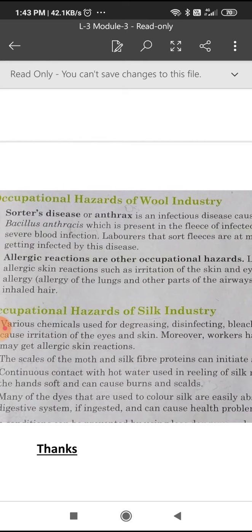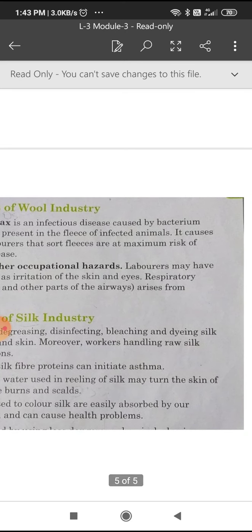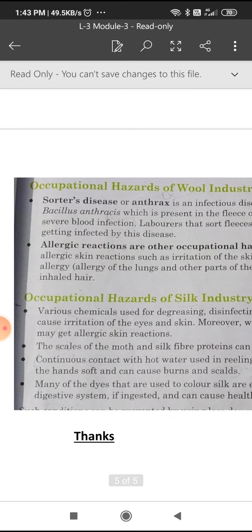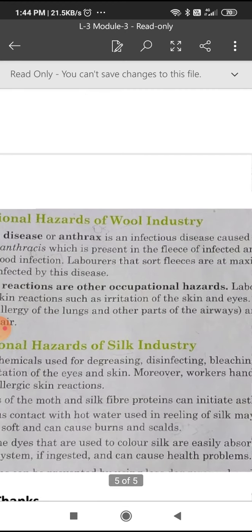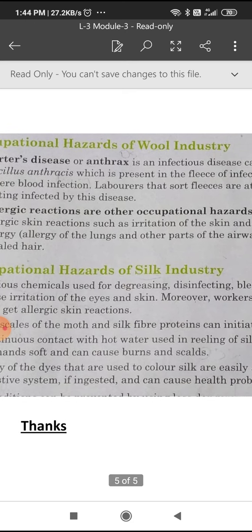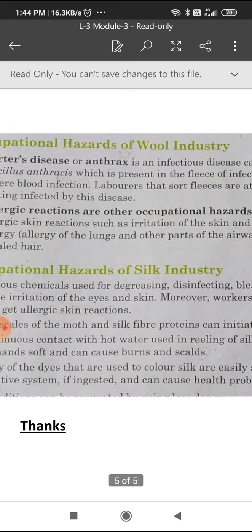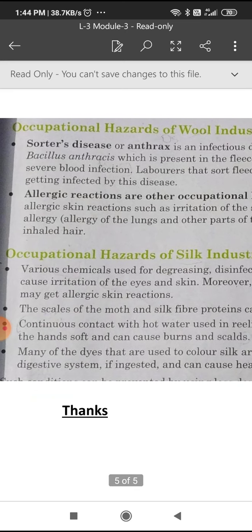And now the occupational hazards of the silk industry. They use many chemicals for degreasing, disinfecting, bleaching and dyeing of the silk. These may cause many allergic and asthmatic problems, skin infections and eye infections. The scales of the moth and silk fiber proteins can initiate asthma. And because of continuous contact with hot water, since all the cocoons are put in hot water, workers put their hands in it, so it might cause many skin diseases. They may get many rashes, burns and scalds.